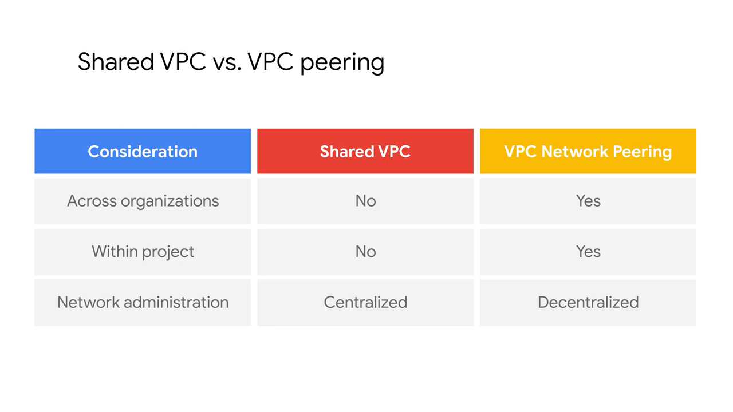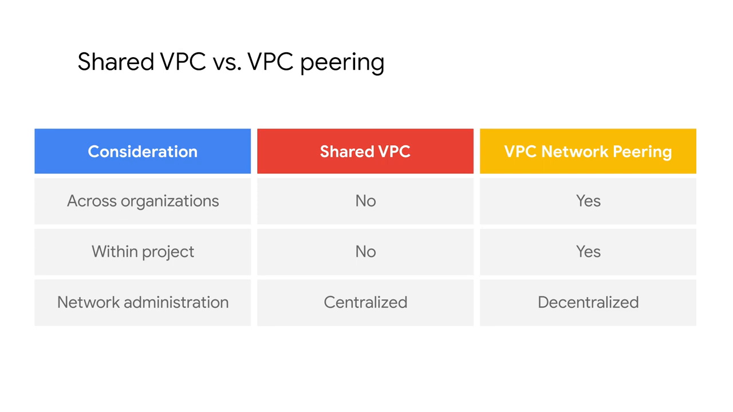Now that we've talked about shared VPC and VPC network peering, let me compare both of these configurations to help you decide which is appropriate for a given situation. If you want to configure private communication between VPC networks in different organizations, you have to use VPC network peering. Shared VPC only works within the same organization.